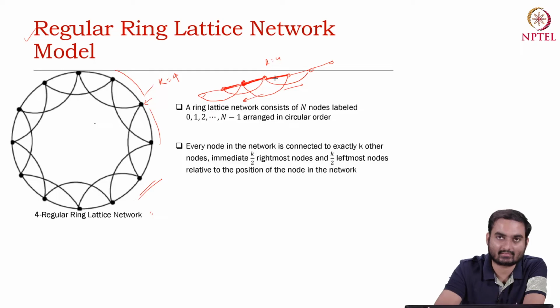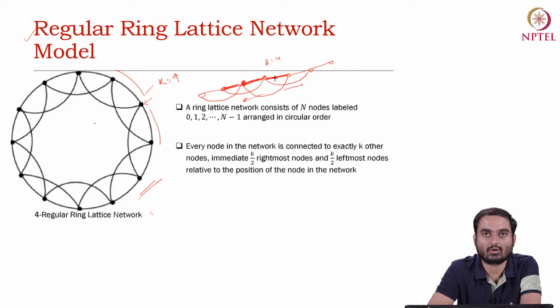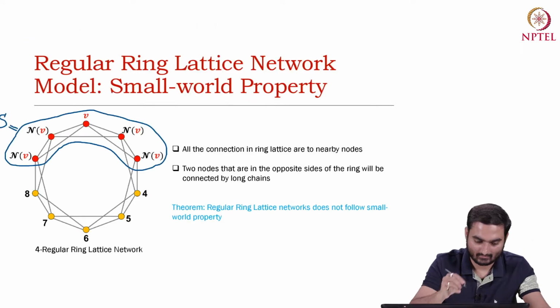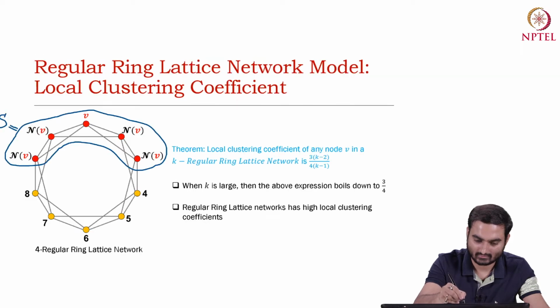Okay, so if this is the structure, what would be the local clustering coefficient of a node? Okay, let's try to understand it first. Let's think about it. Let me draw a graph first. So let me linearize the lattice structure. Okay, so you will have it like this.